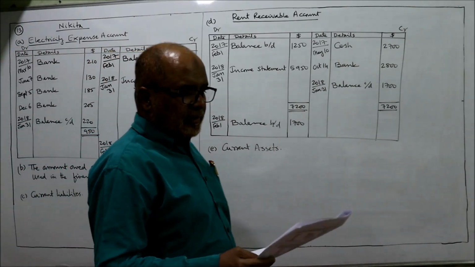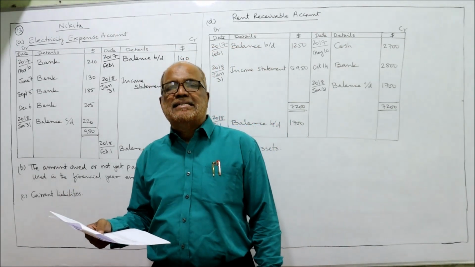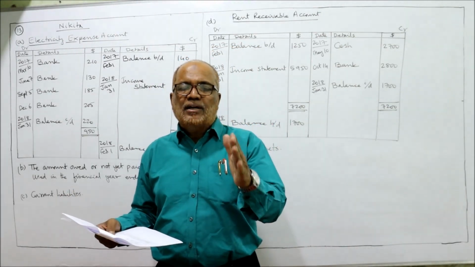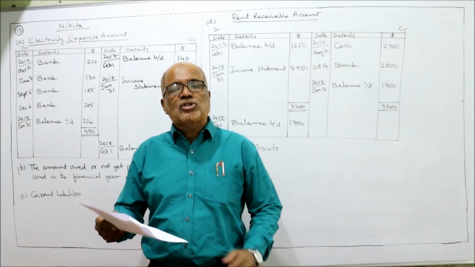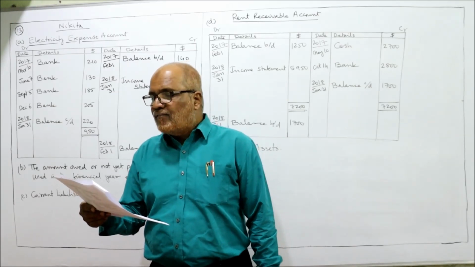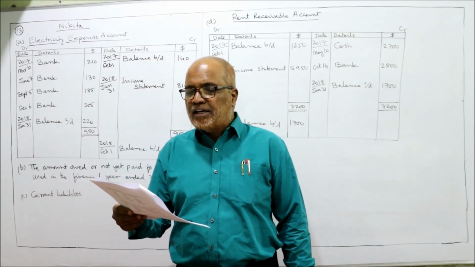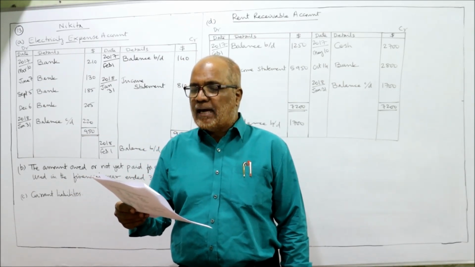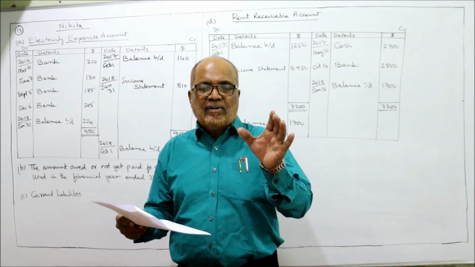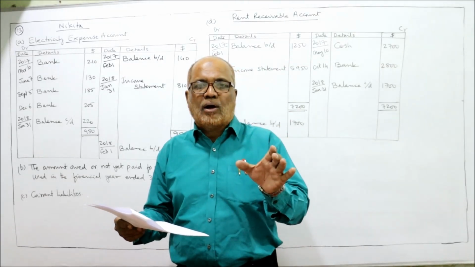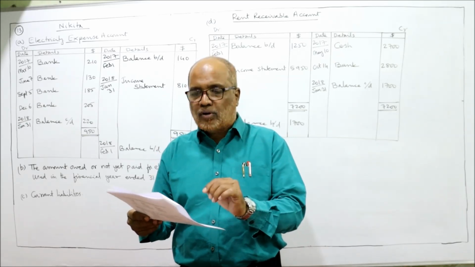Come on, see the 13th one. Nikita has a business with a financial year that ends on 31st January. So every year on 31st January, the sole trader Nikita is closing the accounts. On 1st February 2017, there was a credit balance of $140 on the electricity expense account. So she has one expense, electricity expense account. Beginning of the year, it has a credit balance of $140.